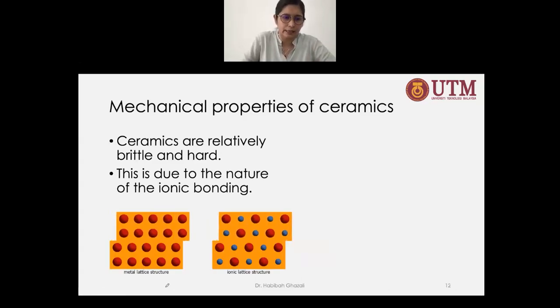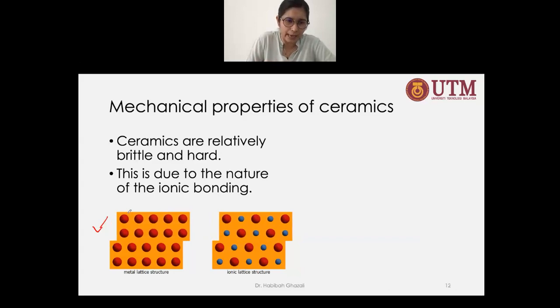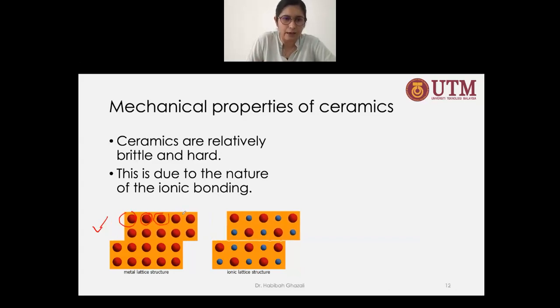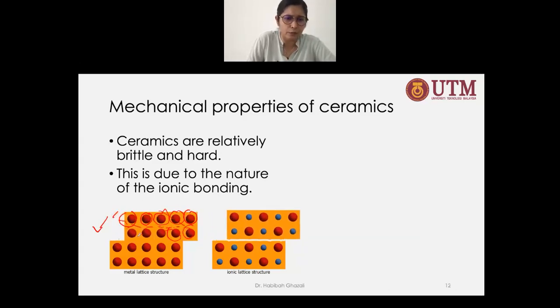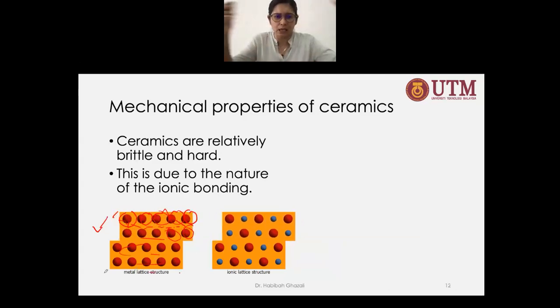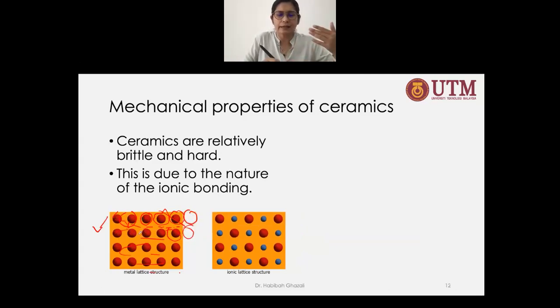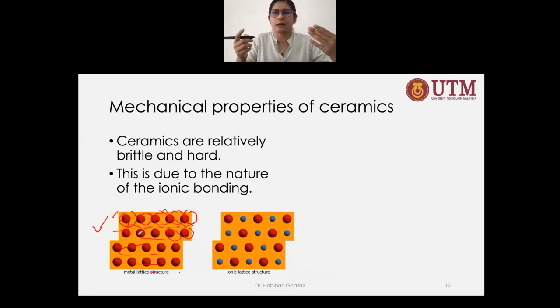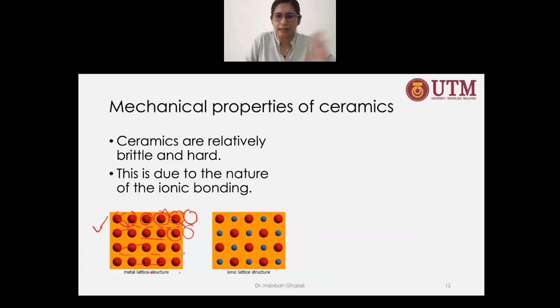If you look at this diagram here, this is metallic bonding. All the atoms here are sharing their valence electrons, so the valence electrons will be everywhere, creating a cloud of electrons, a sea of electrons. So even when they slide, because of the sea of electrons, there's not going to be any repulsive force.